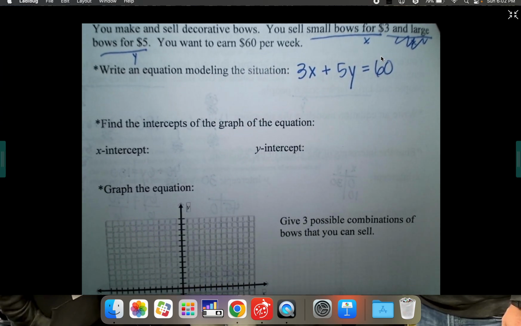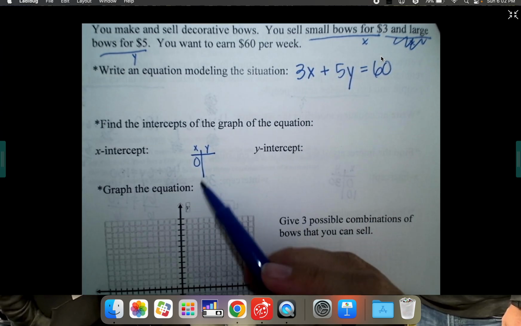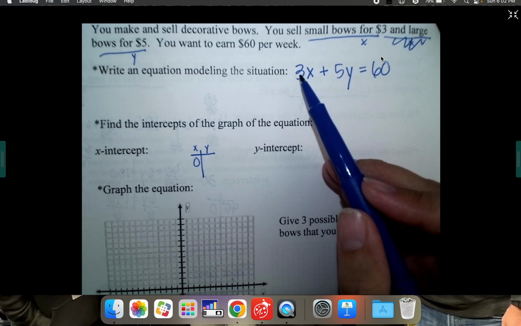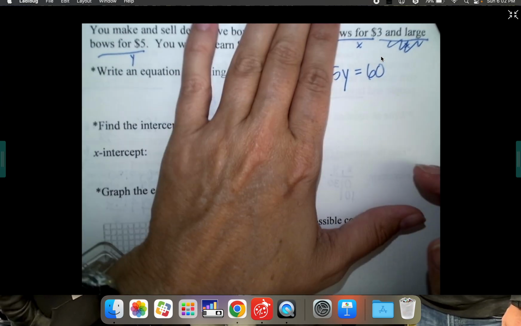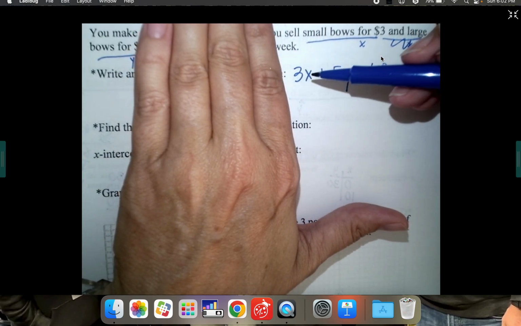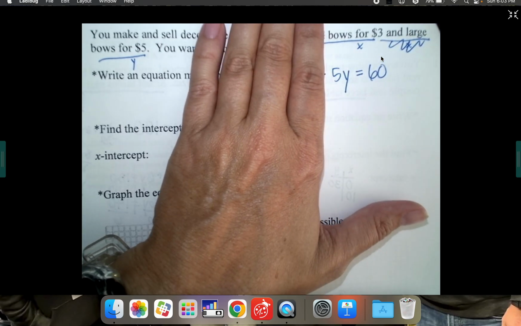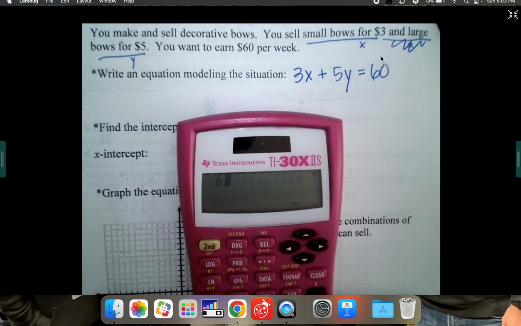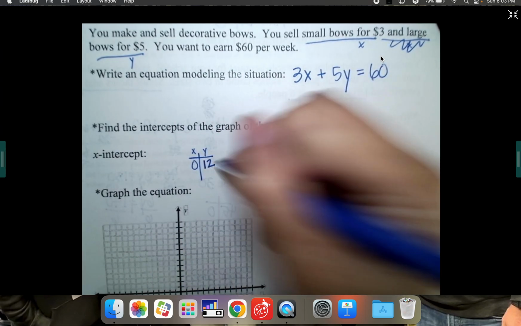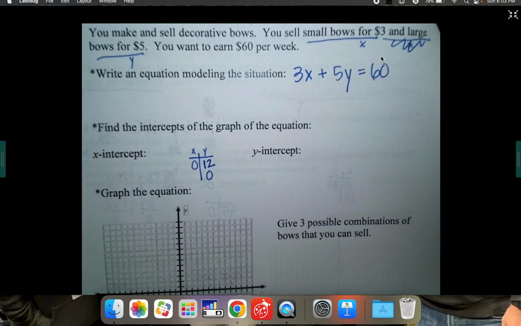All right, find the intercept. So here we go. We're going to make X value at 0. So when X is 0, that means I'm going to plug in 0. 0 times 3 is 0, so those go away. You can do a little cover up trick here, because 0 times anything is 0, so it's gone. 5 times what is 60? So 60 divided by 5 is 12. So 0, 12.